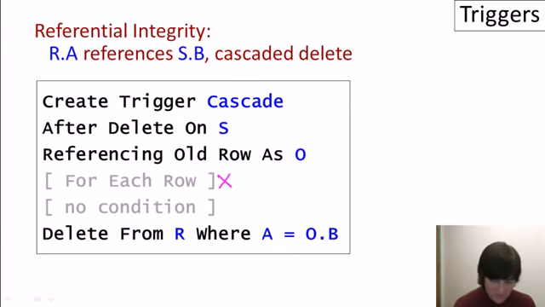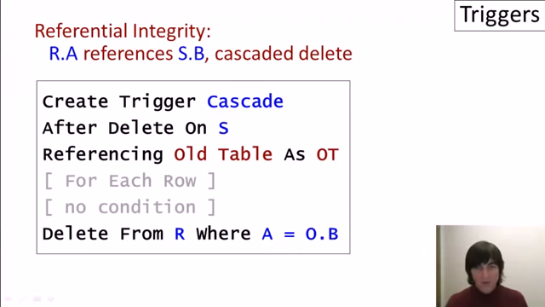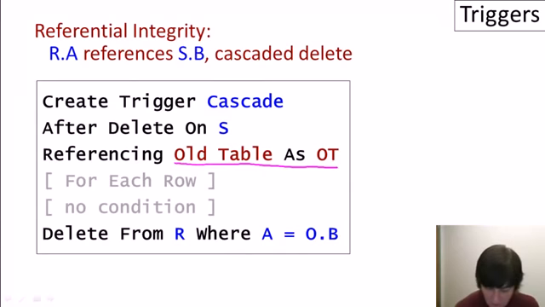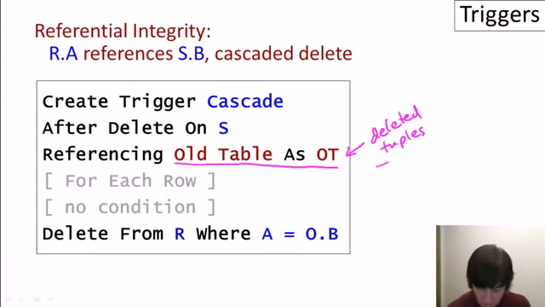So now I've taken away "for each row," and let's look at what changes we need to make. Well, first of all, we don't have old row anymore. As I mentioned, for statement level triggers, we only have old table. So now we're going to set up a variable called OT that's referencing old table. And remember, this is going to contain the set of deleted tuples. It's not the old value of the table, but just the value of the tuples that have been deleted.